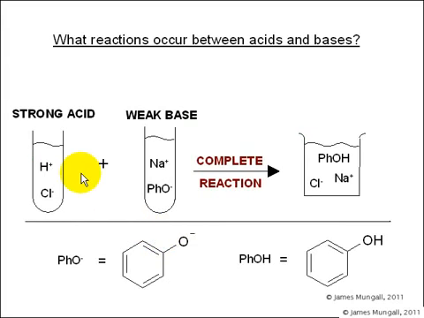Let's go on to the reaction between a strong acid and a weak base, for example hydrochloric acid and sodium phenoxide. Once again, there is complete reaction as the PhO- reacts with the H+ to form phenol. And just to clarify, the capital P lowercase h here is shorthand for the phenyl group, so PhO- is a benzene ring with O- on it, and PhOH is a benzene ring with OH on it, which is called phenol. Not that this matters for what we're talking about. What's important here is that we have a strong acid reacting and protonating a weak base.